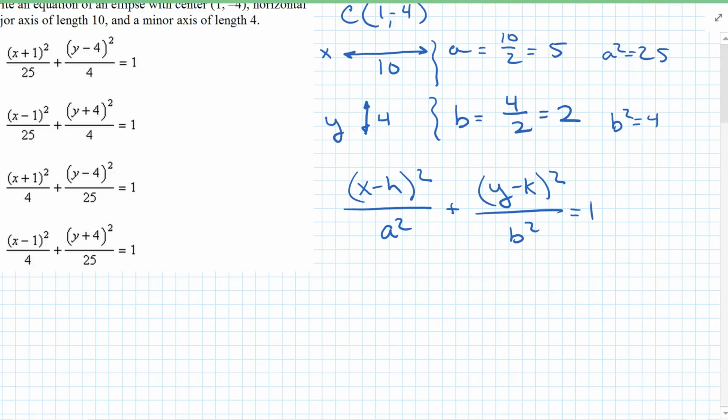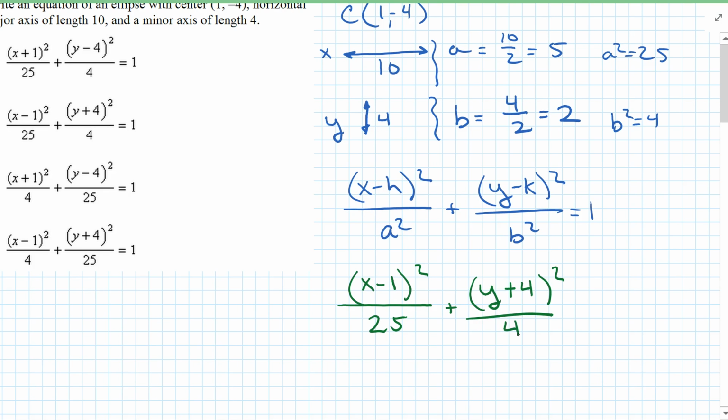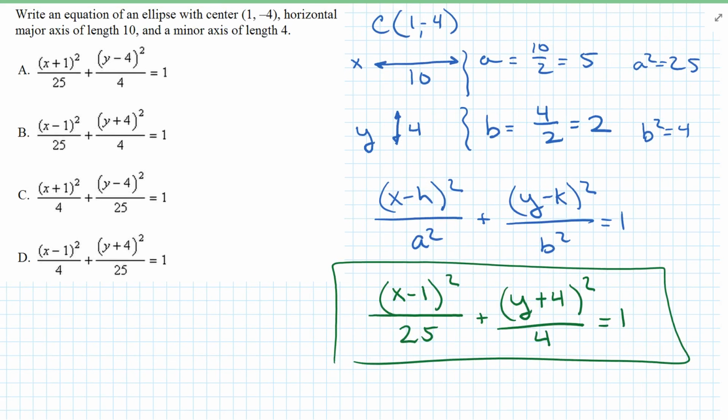So x minus h, so x minus 1, we got the h's value from our center, squared over a squared. A squared's 25, plus y minus k, well k is negative 4, so minus negative 4 squared over b squared, which would be 4, equals 1. So the answer is x minus 1 squared over 25 plus y plus 4 squared over 4. And that is the equation for the ellipse with the center at 1, negative 4, horizontal major axis of 10 and minor axis of 4.